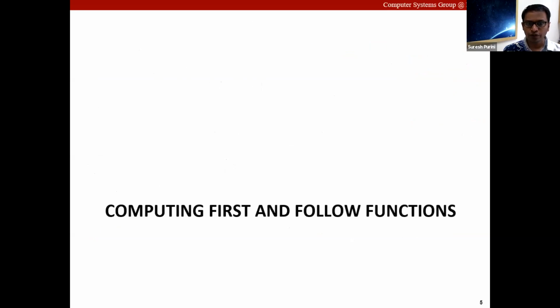So now what we will do is, given a context-free grammar, in order for us to be able to construct an LL1 parser, we should compute the first plus sets for various substitution rules in the grammar. In order to construct the first plus sets, we need the first function, and we need to know how to compute the follow function. So in order to compute the first plus sets of various substitution rules, we need to know how to compute the first and follow functions. That's what we will do now.